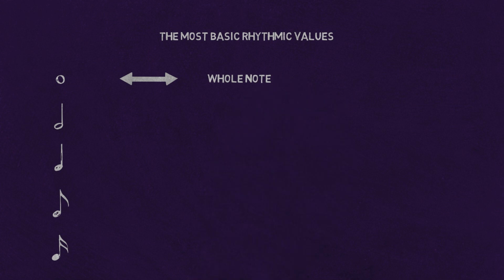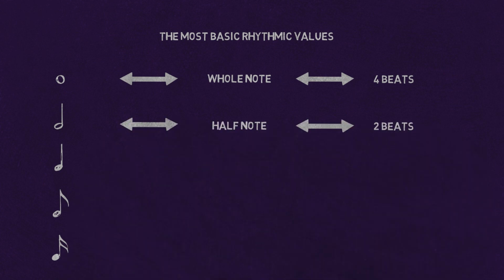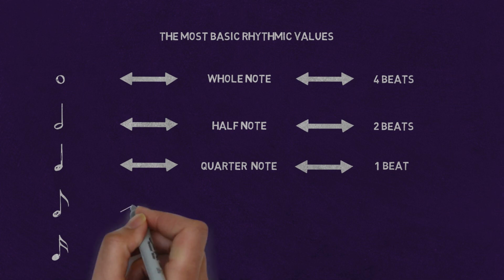Whole notes last for 4 beats in 4/4 time, and are represented by an open circle with no stem. Half notes last for 2 beats, and are represented by an open circle with a stem. Quarter notes last for 1 beat, and are represented by a filled-in circle with a stem.